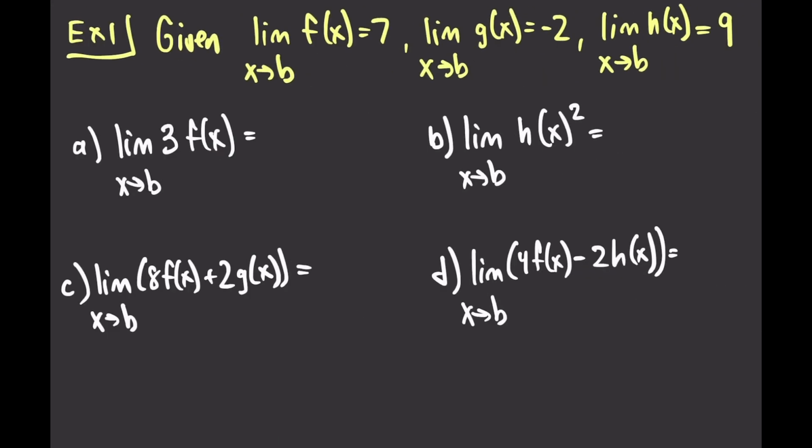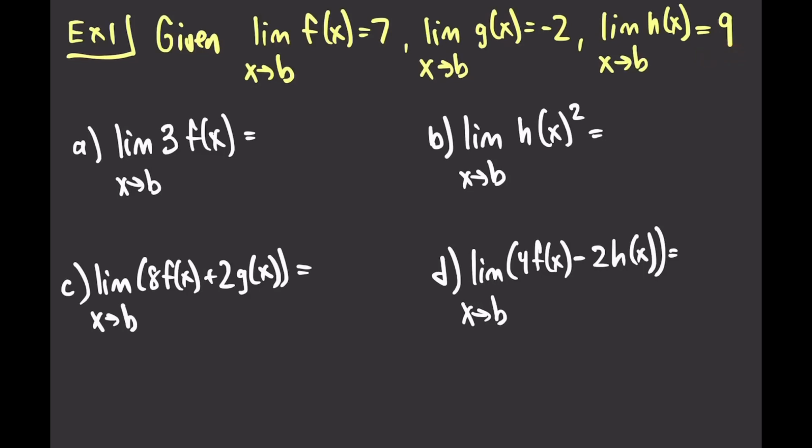Let's put it to practice. All right, so given the limit of f of x as x approaches b is 7, the limit of g of x as x approaches b is negative 2, and the limit of h of x as x approaches b is 9, I want you guys to evaluate these limits.